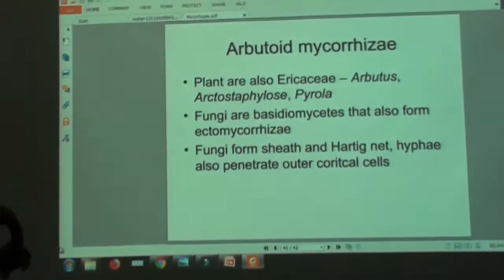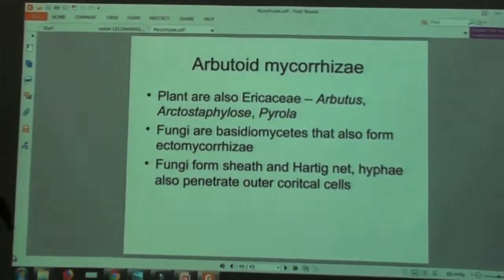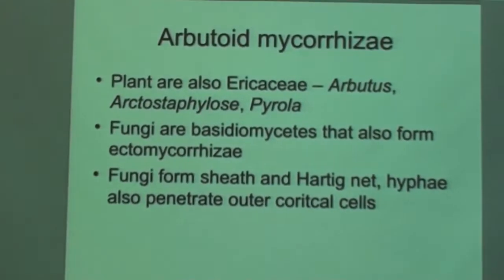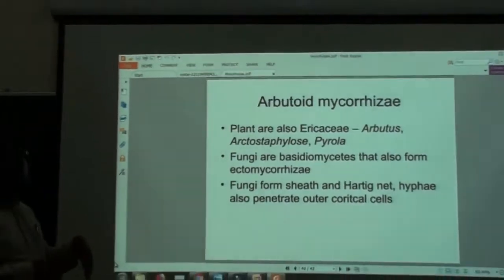Whereas another mycorrhiza is called arbutoid mycorrhiza. The plants also belong to the Ericaceae. This arbutoid mycorrhiza will be found in the Ericaceae, that is Arbutus.